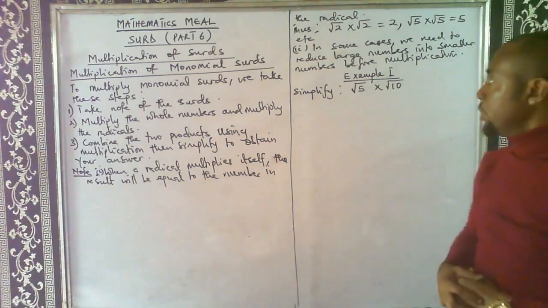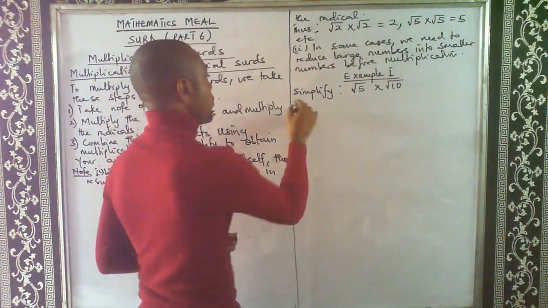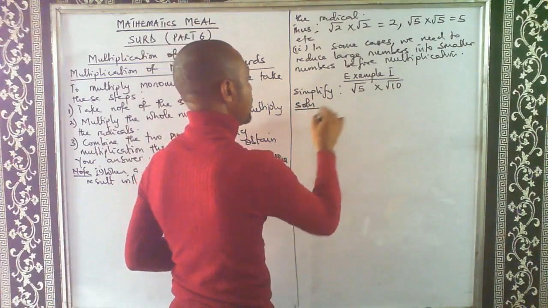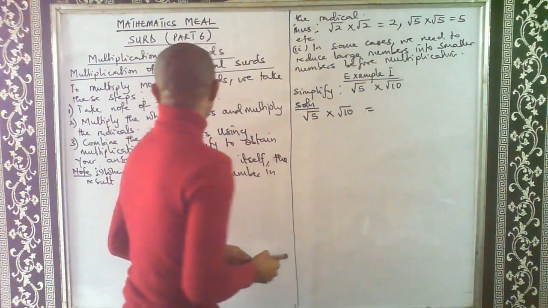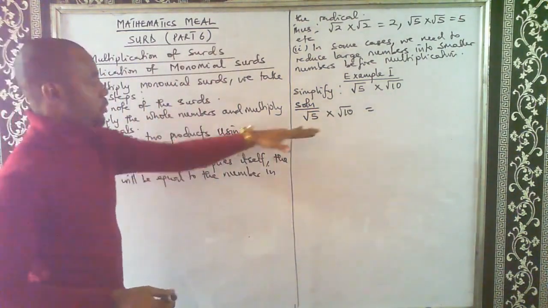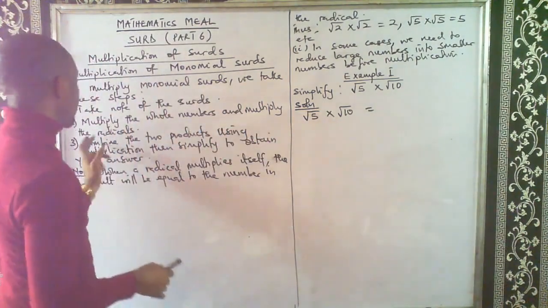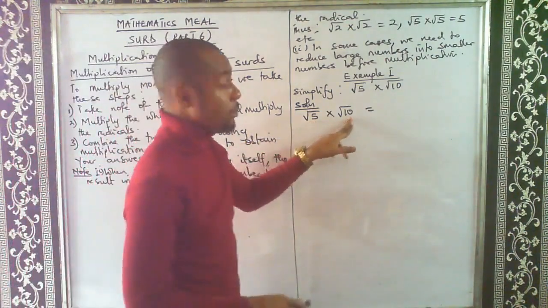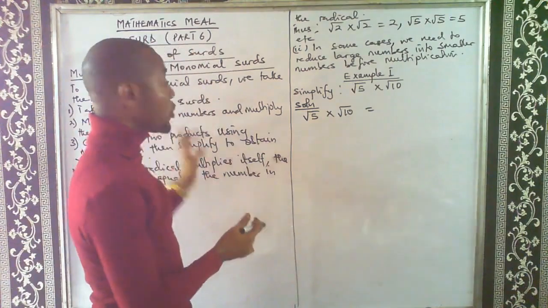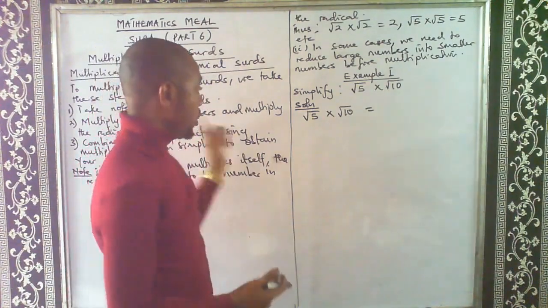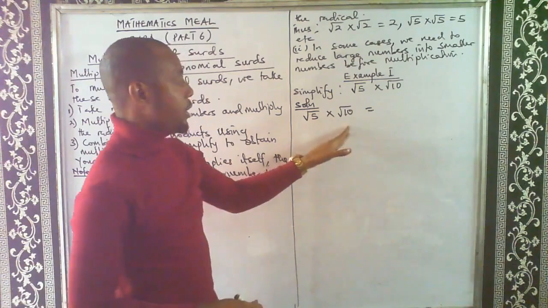So let's multiply. Let's do example 1. We are asked to multiply square root of 5 times square root of 10. Okay? So take note of the surds. We have taken note of the surds. Multiply the whole numbers and multiply the radicals. Now here we don't have whole numbers. What we have are just the radicals. So the first aspect of step 2 will be ignored because we don't have whole numbers here. So we just multiply the radicals.